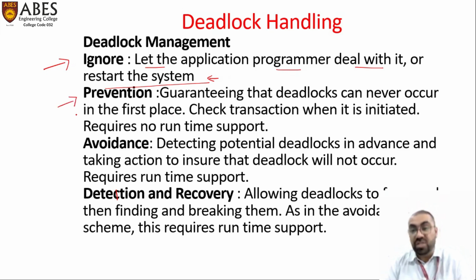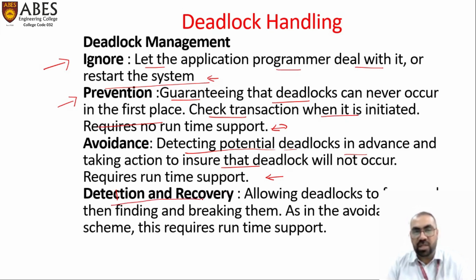Another approach is prevention, guaranteeing that deadlocks can never occur in the first place. How? By checking that transaction management requires no runtime support. Then there is avoidance. The most important point is detecting potential deadlock in advance and taking action to ensure that deadlock will not occur, and it requires runtime support. For example, what transactions will require, which data items can be locked and unlocked, and so on. So in avoidance, we get information before it happens, in a preemptive way.